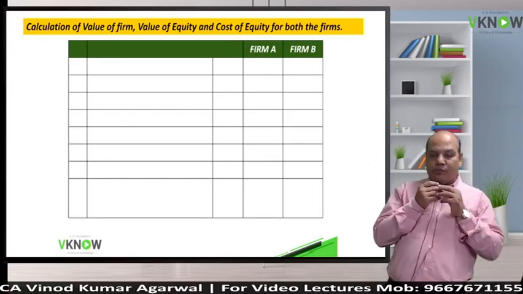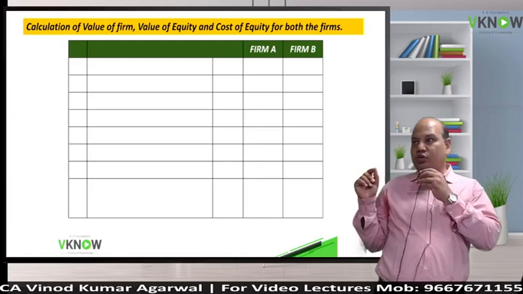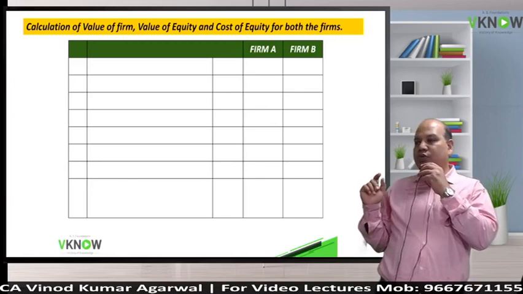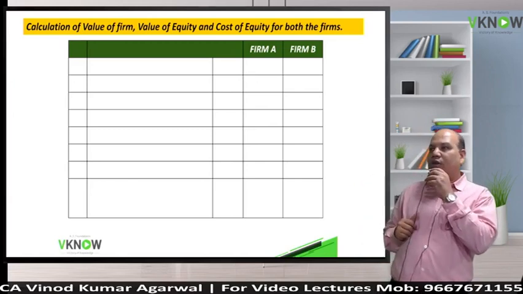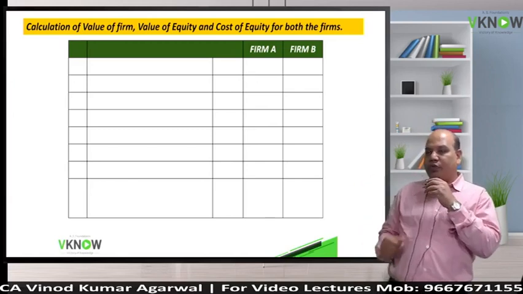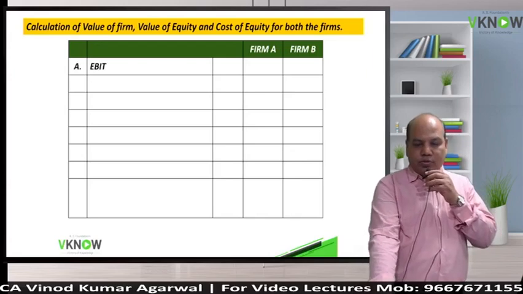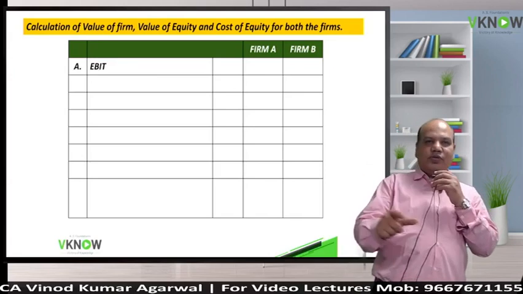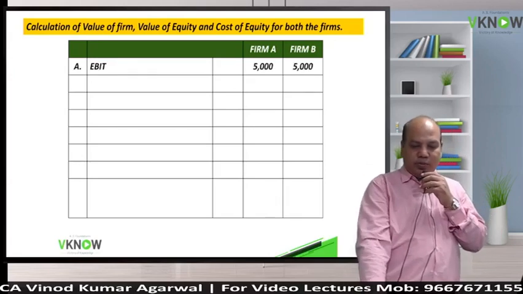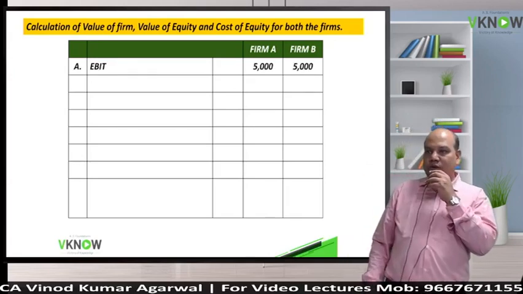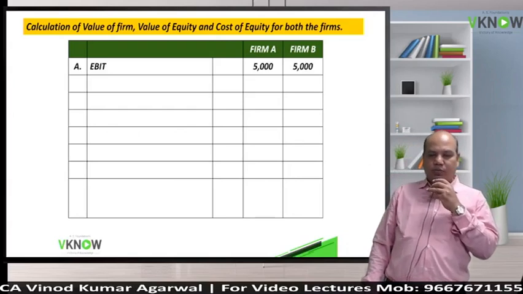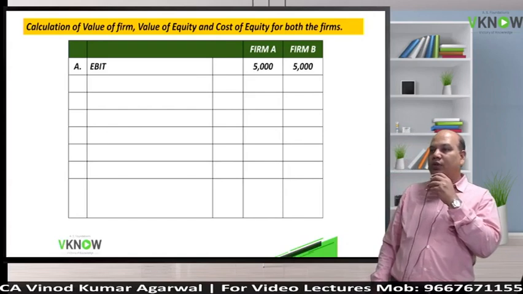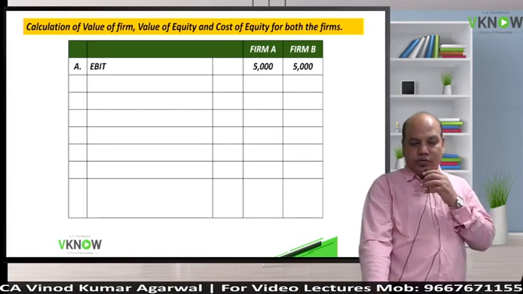Calculation of value of the firm, value of equity and cost of equity of both the firms under M&M approach, right? Under M&M approach. Are you ready? Say yes, we are ready. Yes, we are ready. So first you start with EBIT. Look at the question. EBIT of both the firms. In your question book, EBIT of both the firms. How much? 5,000 each.